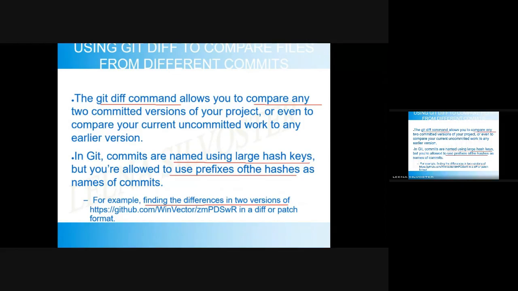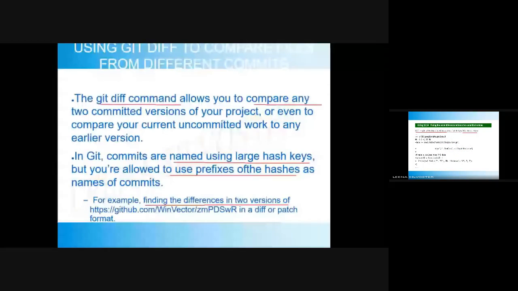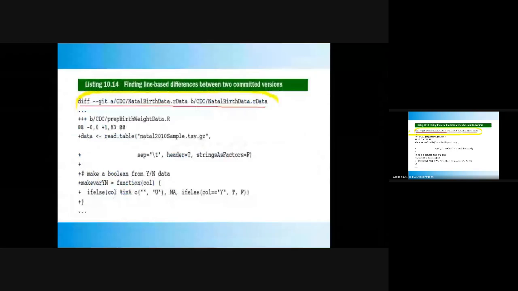Commits are named using a large hash function. As we have seen before, a commit is followed by a long numeric string. It is a hash key. But you are allowed to use a prefix of the hash as the name of the commit. For example, finding the difference in two versions of this file. So we are finding the difference, and it will give a command output like this.